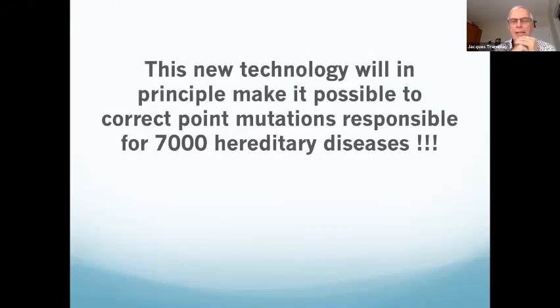So the beauty of that new technology is that many of these 7,000 hereditary diseases that I have mentioned are due to point mutations. You know, just one nucleotide pair has been changed somewhere in the human genome, and this is responsible for a hereditary disease. This new technology permits, in principle, to correct each of these point mutations. So when this technology will be working for one hereditary disease, we can hopefully apply the same type of correction to these other 7,000 hereditary diseases. And as you can see, I still have work for a few years.